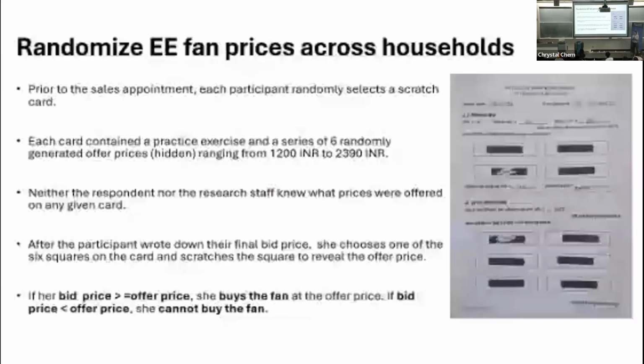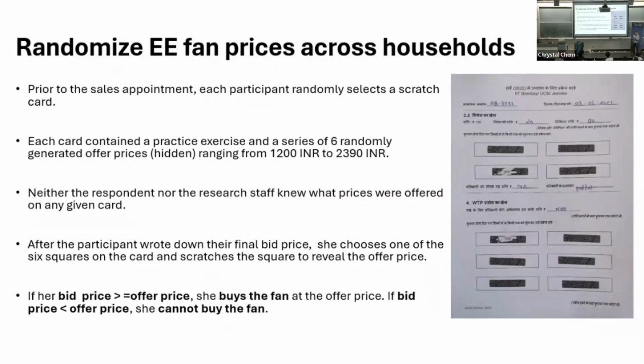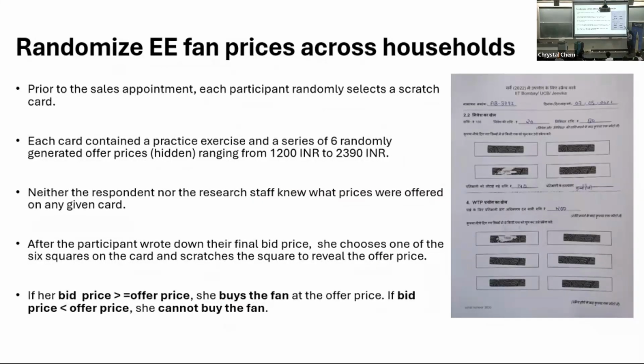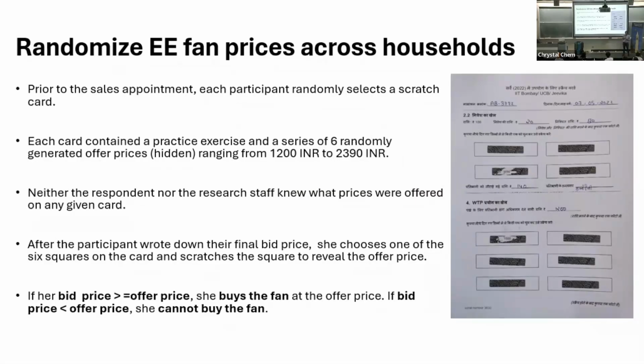They would write down their maximum willingness to pay for a fan. Then they'd use this scratch card. It's like a lottery card. They would scratch off a fan price, knowing there's a randomized subsidy. If the price was lower than their bid, they would get the fan for that low price. If the price was higher than they bid, they couldn't buy the fan. And this allows us to figure out the willingness to pay of households in these communities for fans, and we can build a demand curve.